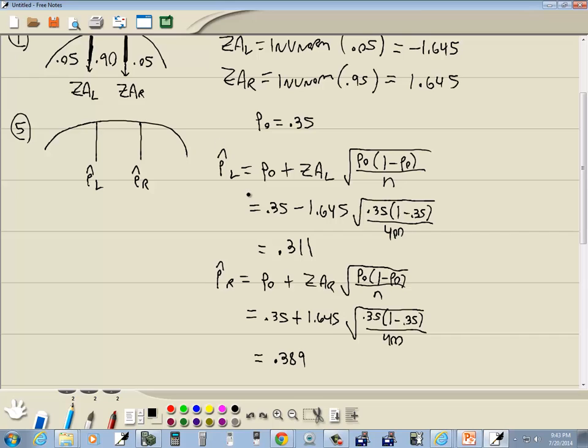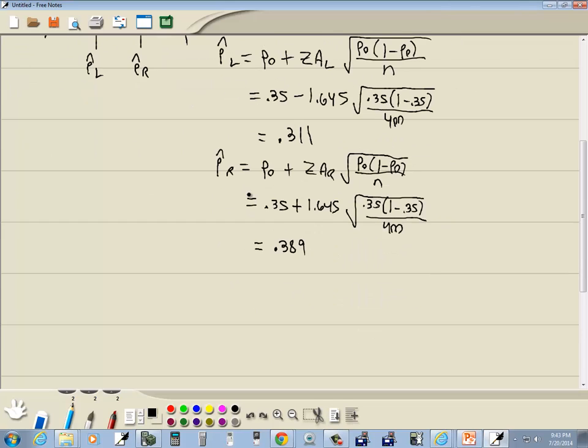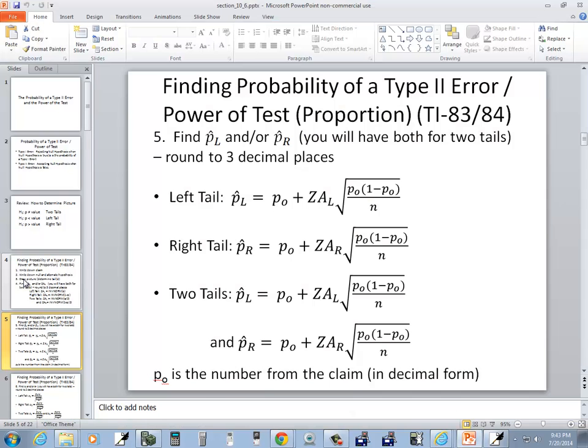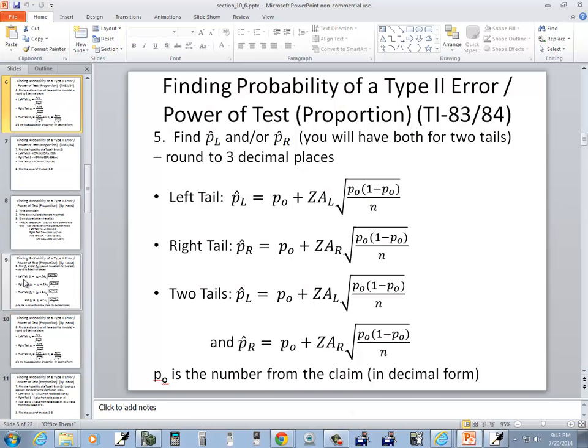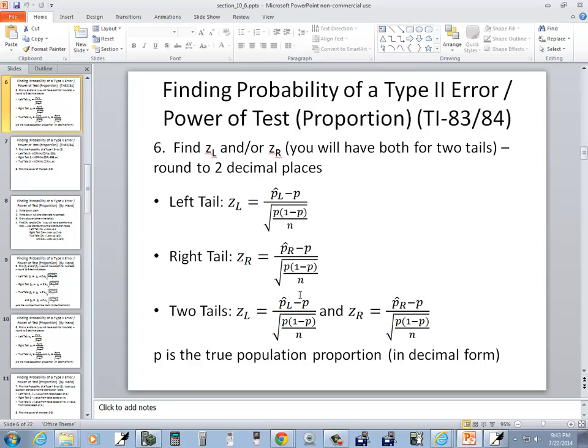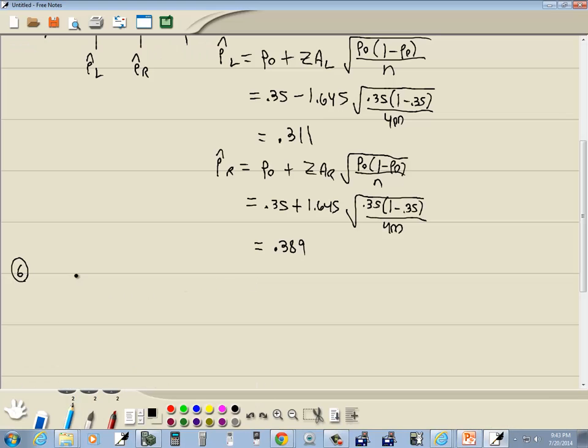Okay, so let's go to step 6 now. It's quite a few steps in these problems right here. Let's see what step 6 says. Find Z sub L and or Z sub R. We got 2 tails, so we got 2 of those. And again, we're changing our picture now. The picture now looks like Z sub L and Z sub R.